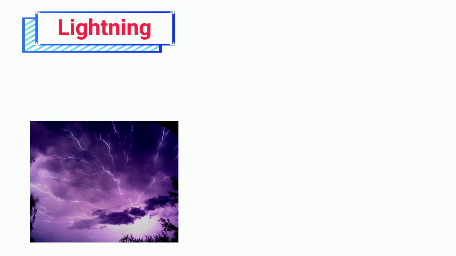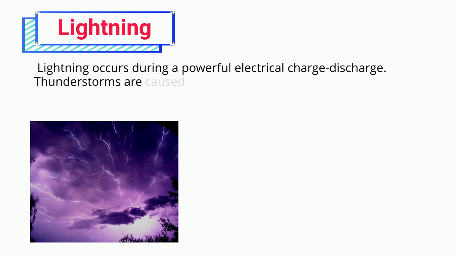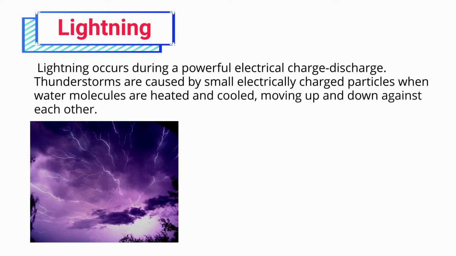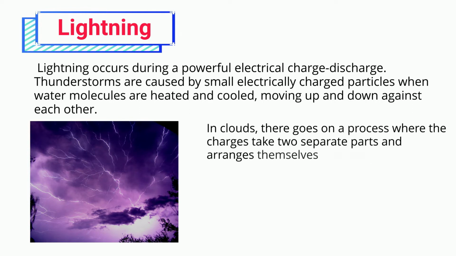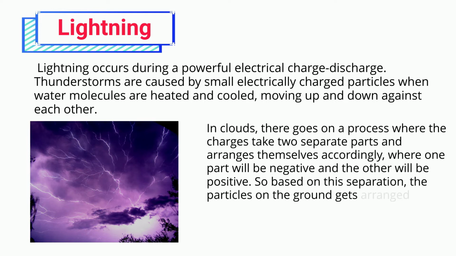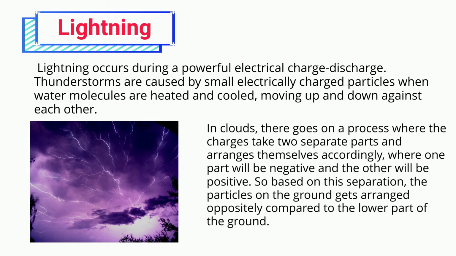Lightning. Lightning occurs during a powerful electrical charge discharge. Thunderstorms are caused by small electrically charged particles when water molecules are heated and cooled, moving up and down against each other. In clouds, there goes on a process where the charges take two separate parts and arrange themselves accordingly, where one part will be negative and the other will be positive. So based on this separation, the particles on the ground get arranged oppositely compared to the lower part of the cloud.